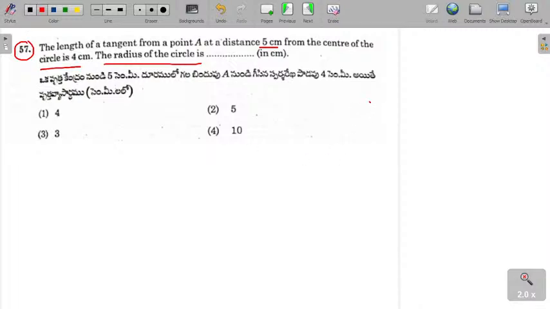So let us draw the figure. Circle. Now the tangent is drawn from a point at a distance 5 units from the center of the circle. This is the center of the circle, O. The tangent is drawn from this point, say P. Join this one. This will be a right angle triangle. Now what we need to find out is the radius of the circle. Sorry, this A, this will be P. Interchange. This is 5 centimeters.